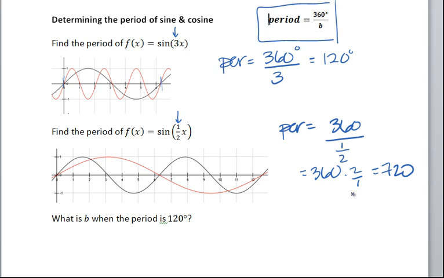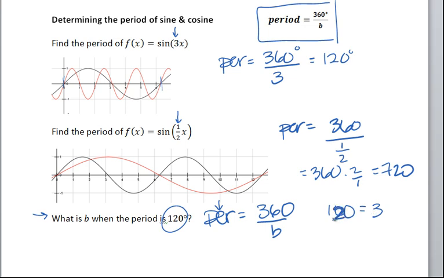Okay, now we want to work backwards. What happens if I ask you, what is b when the period is 120? Many times, especially with word problems, we are given a period and we need to come up with an equation. So the one thing we have to solve for is b. Again, we deal with our equation: period is equal to 360 over b. This is our period, so we plug that in here. So we have 120 is equal to 360 over b. I cross multiply, and I get that b is 360 over 120, which is 3.